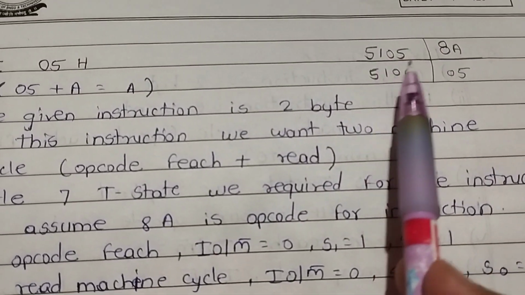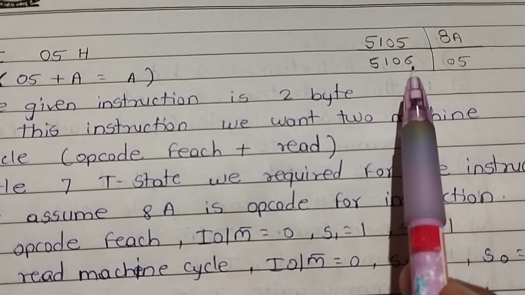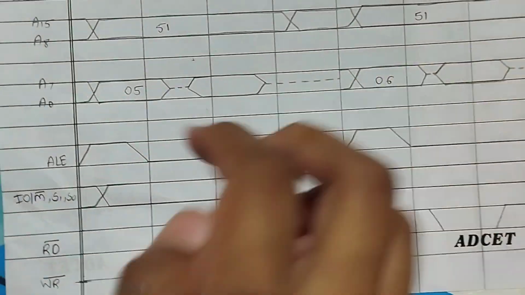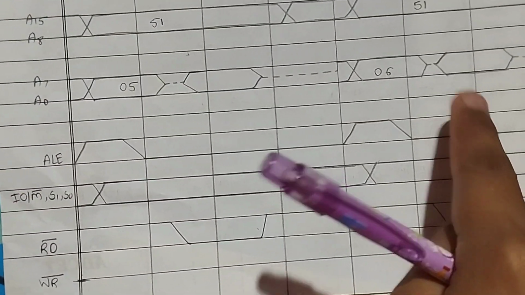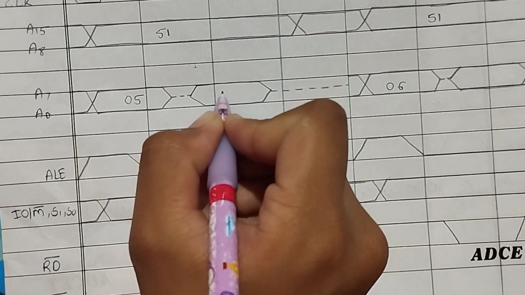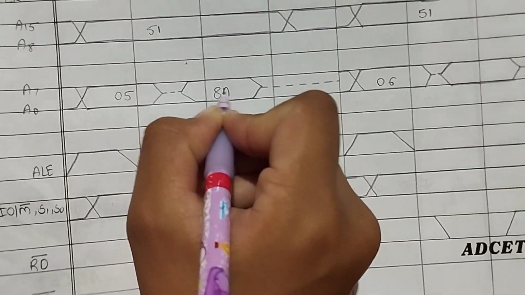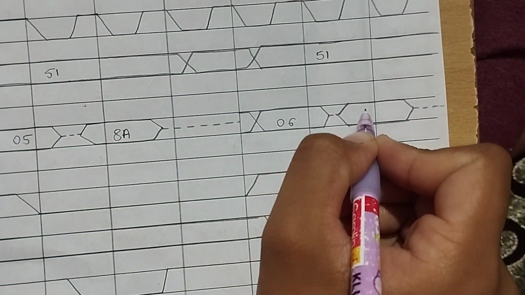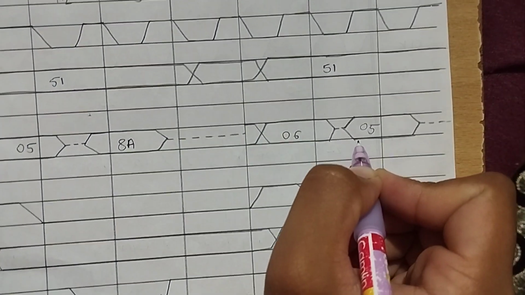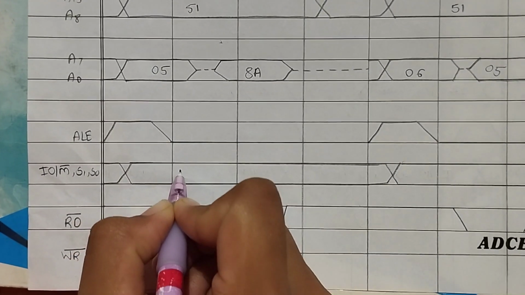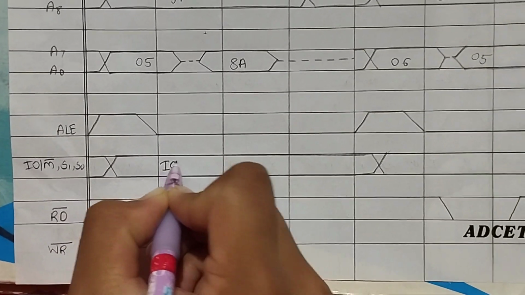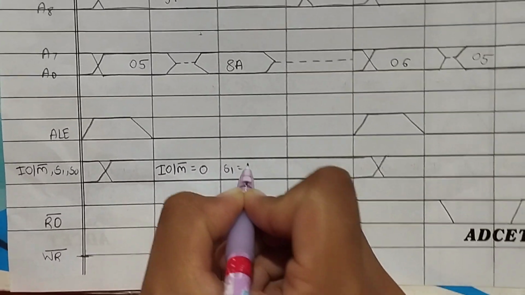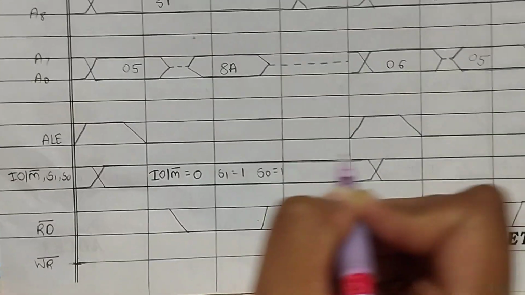Now the lower bit data 05 and 06, 05 and 06, these two columns are for the data. First here we mention the opcode, which we assume 8A, and the data is our 05. Now the IO/M bar signal is 1 for the opcode fetch. S1 is equal to 1, S0 is equal to 1.